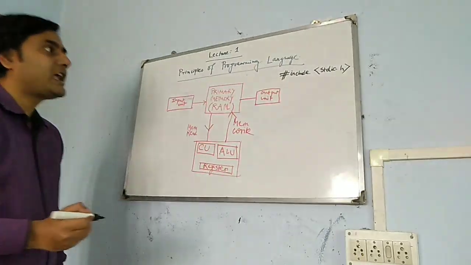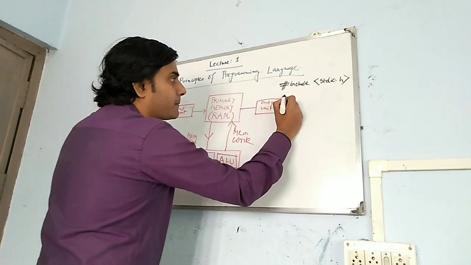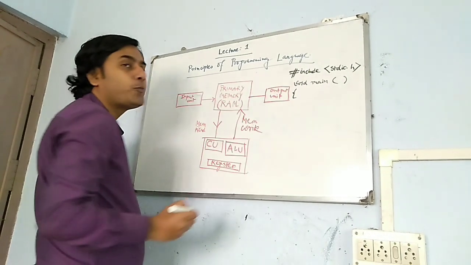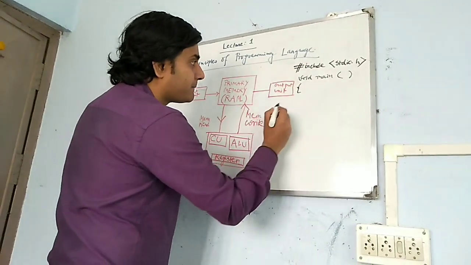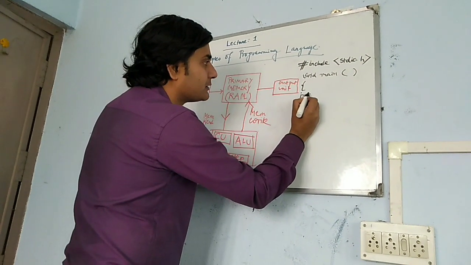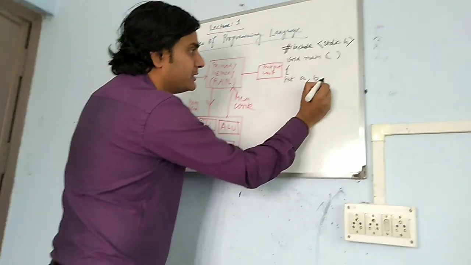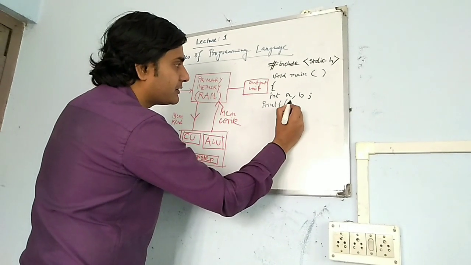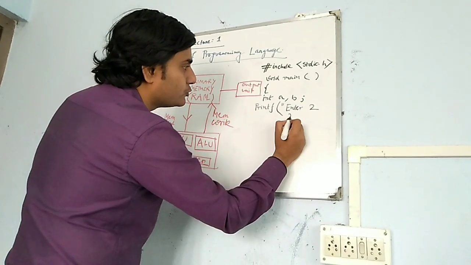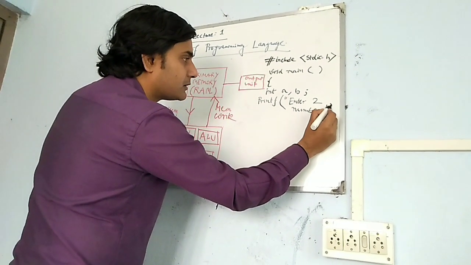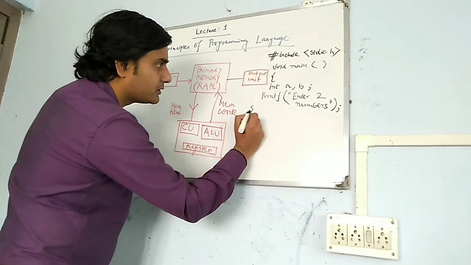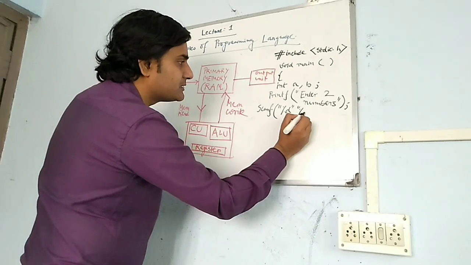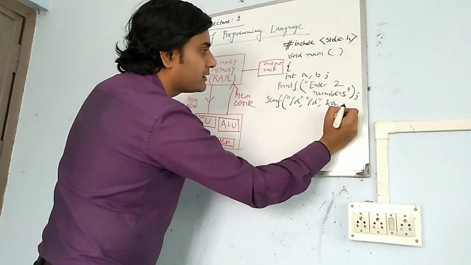In the first line, I have written hash include stdio.h. In the next line, I have written void main, then opening braces, or you can call it a second bracket. int a comma b, then semicolon. Then I will write printf, enter two numbers, close the first bracket, put a semicolon. Then you write scanf %d, ampersand a, ampersand b.